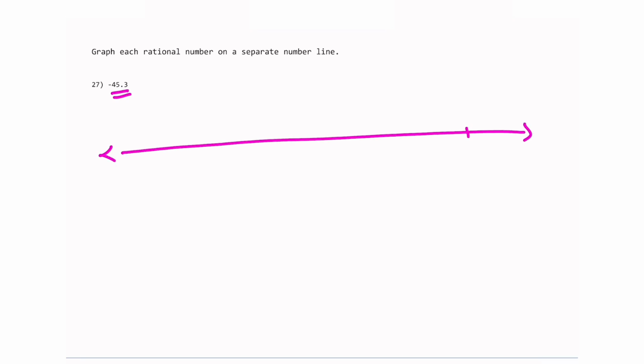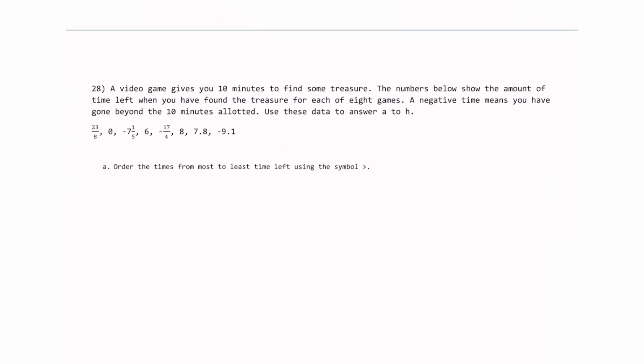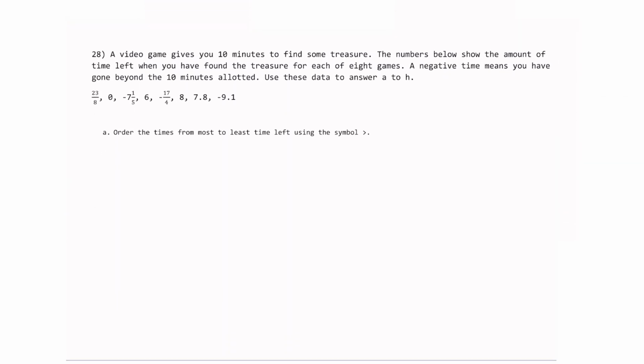This one is a smaller number, so minus 45, minus 45.1, minus 45.2, and minus 45.3. I can write this here. Okay, that's it. The answer was already given. It was just putting it on a number line. So that's done with the first 27 questions, and we are on the last one.